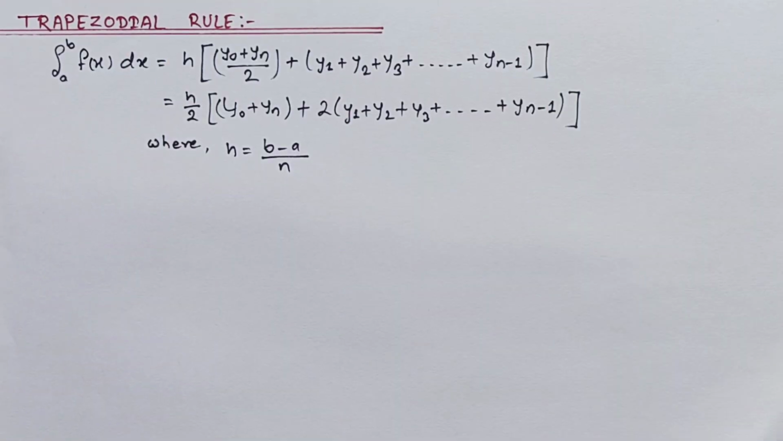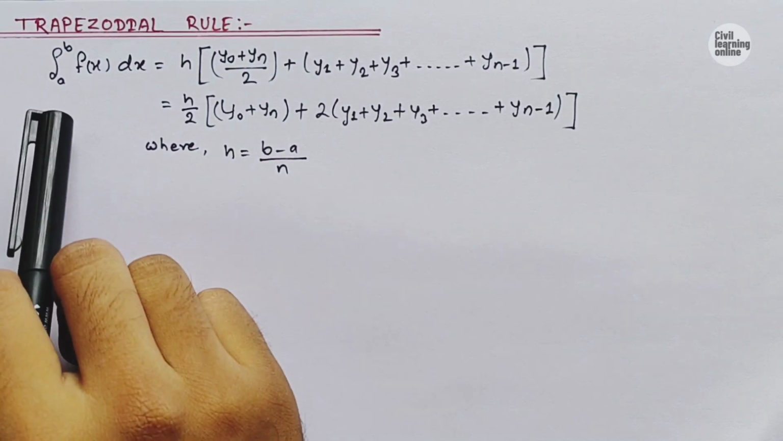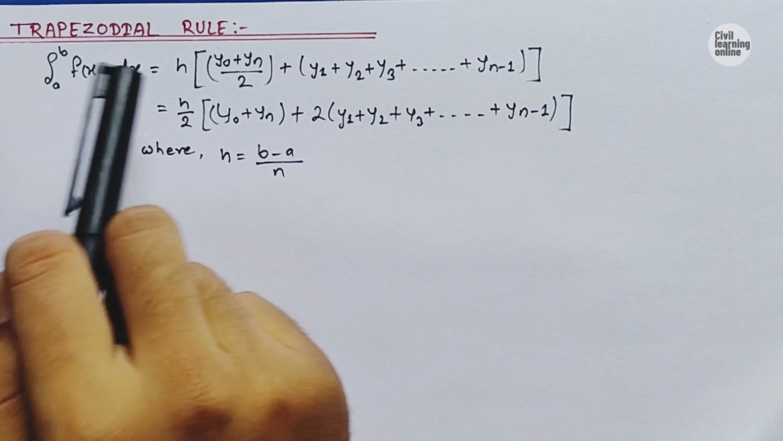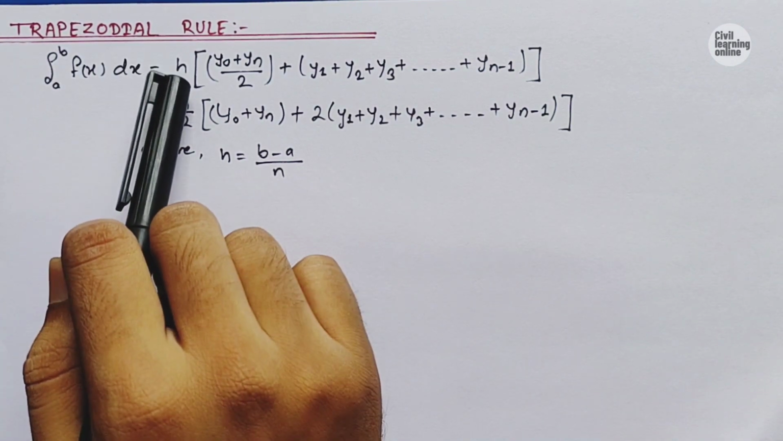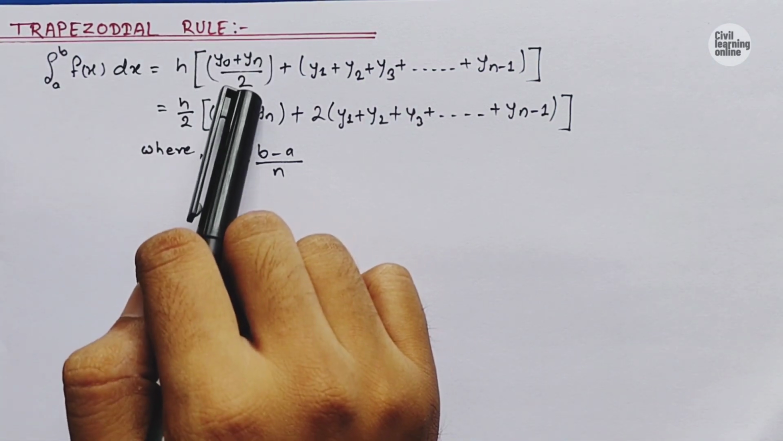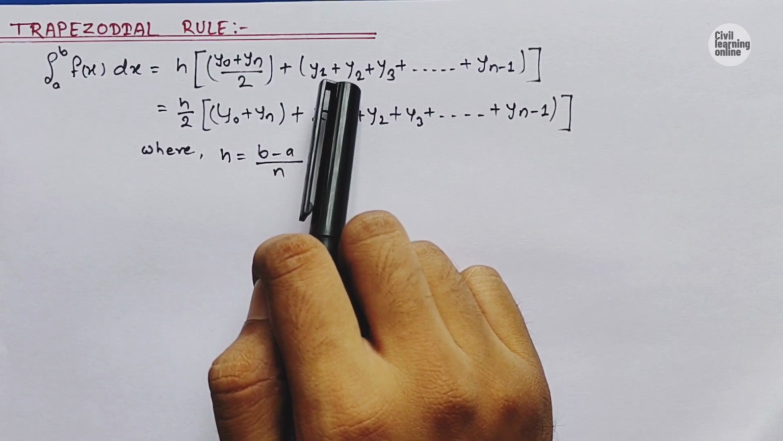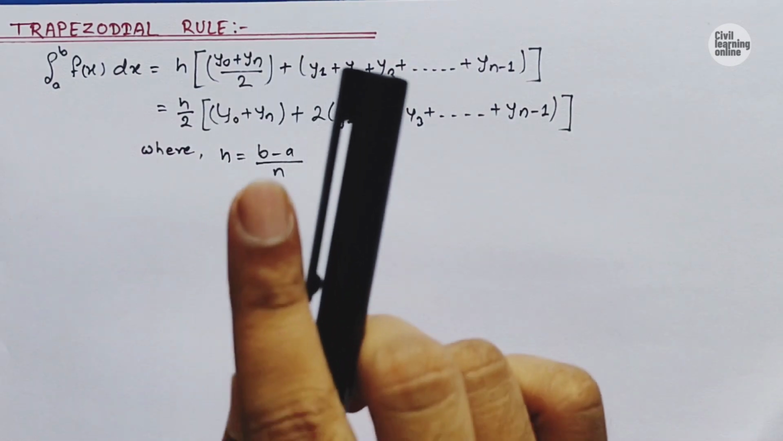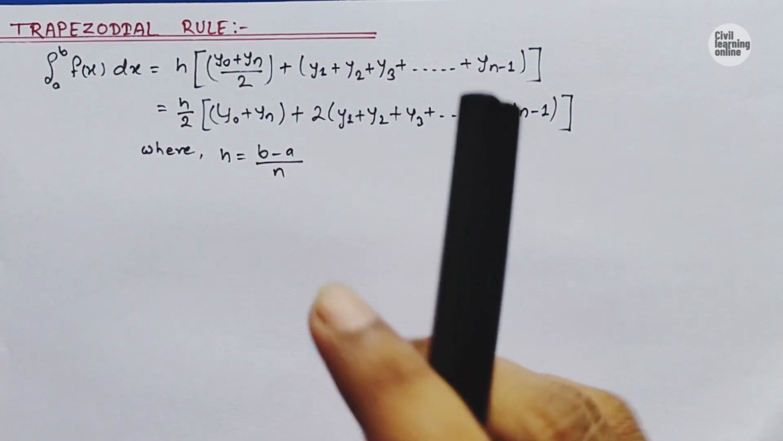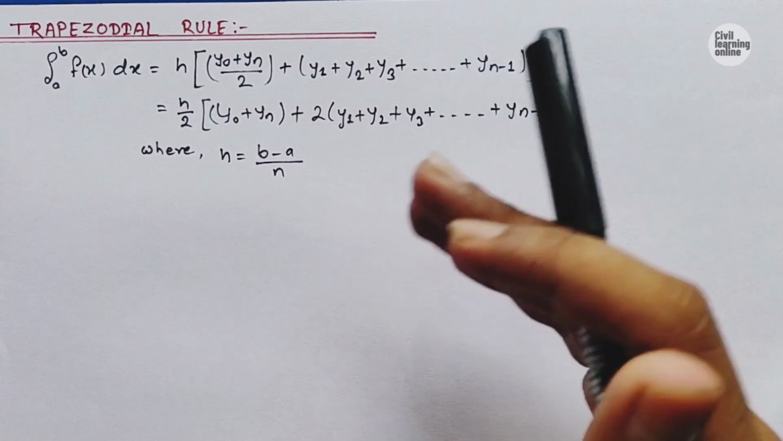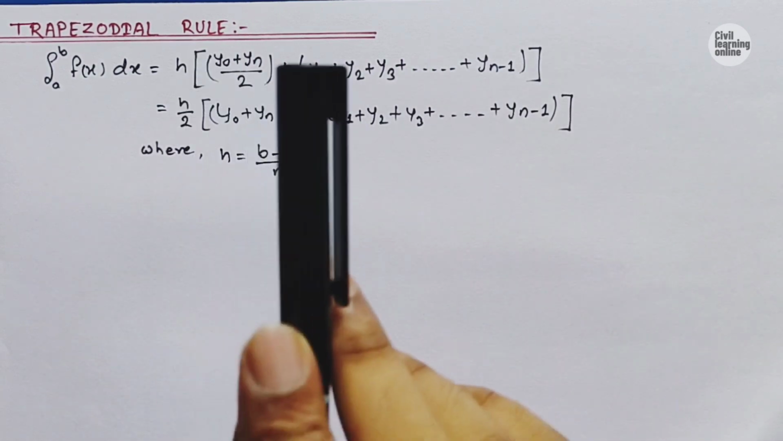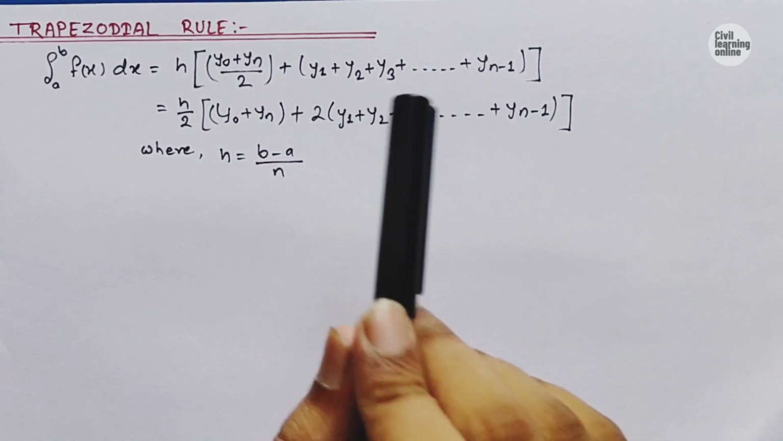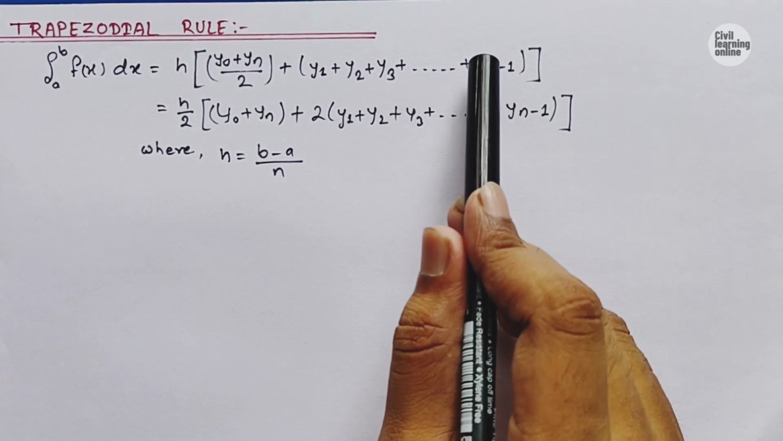Our trapezoidal rule says that the integration of f(x) dx from lower limit a to b will be equal to h times [(y0 + yn)/2 + y1 + y2 + y3 + ... + y(n-1)]. Here n is the number of intervals, and if we have assumed that n equals 10, then y(n-1) will be y(10-1), meaning y9.